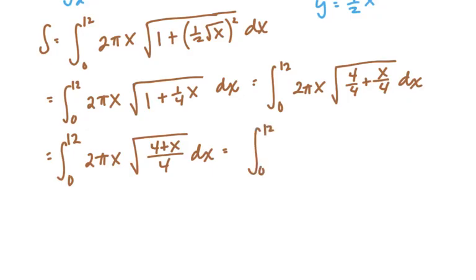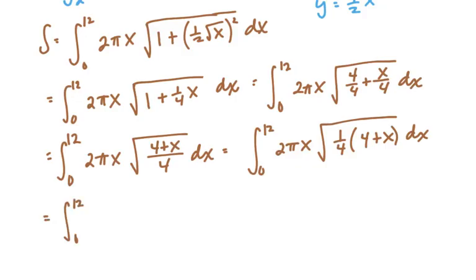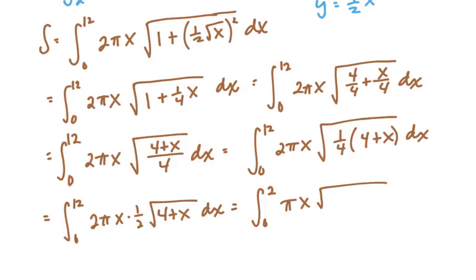Now there's several ways to talk about this next step. Let's factor the 1/4 out like we did earlier. So we have 4 plus x here dx. Then we can take the square root of 1/4 to be 1/2. So we have 2 pi x times 1/2 times the square root of 4 plus x dx. And half of 2 is 1. So we can say pi x times the square root of 4 plus x dx. Now we've done all the simplifying we can do.